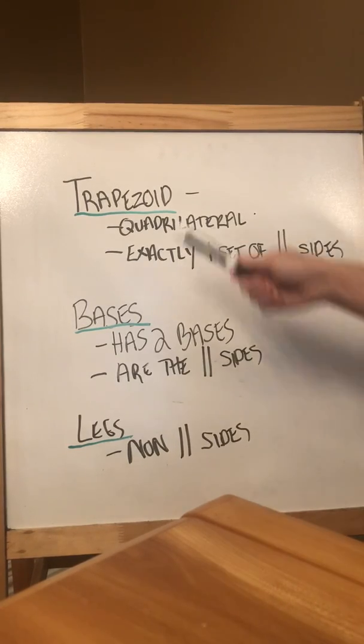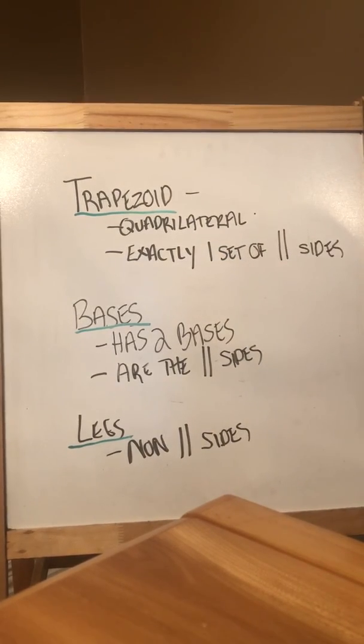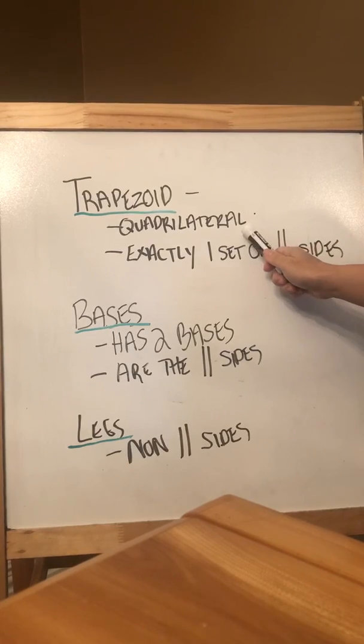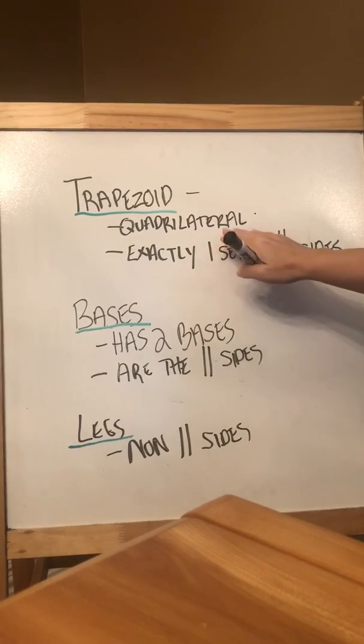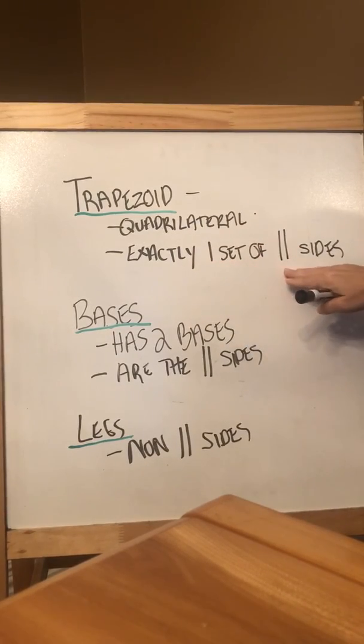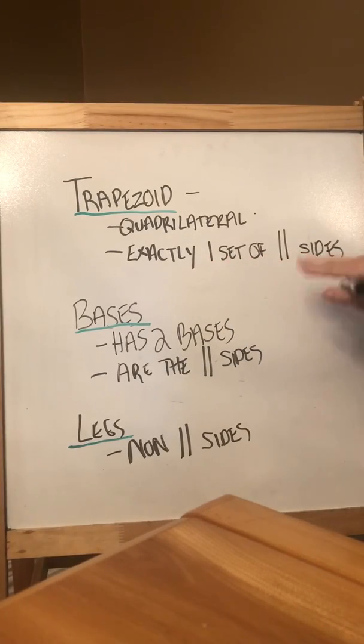First we have trapezoid. Trapezoids are quadrilaterals, whereas the shapes that we looked at in the last section, like the rectangles and the rhombuses and the squares, those were parallelograms. So these are not parallelograms, these are quadrilaterals. Trapezoids are quadrilaterals, which just means they have four sides. And they have exactly one set of parallel sides. Only one, no more than one set of parallel sides.